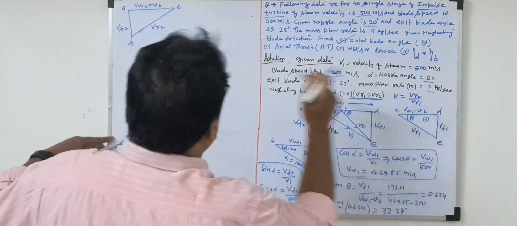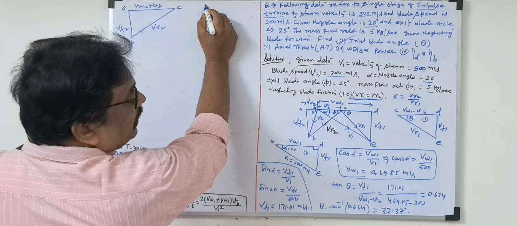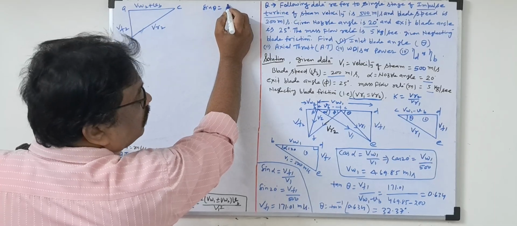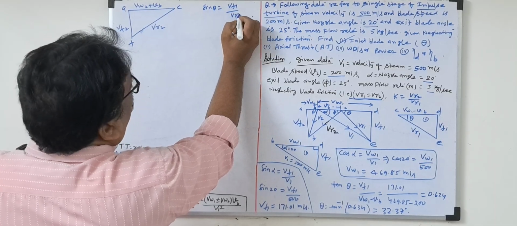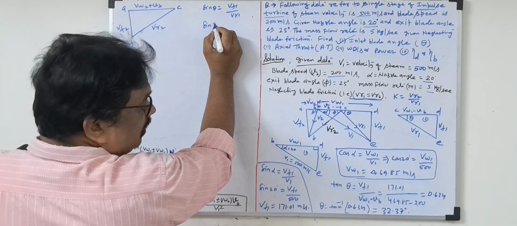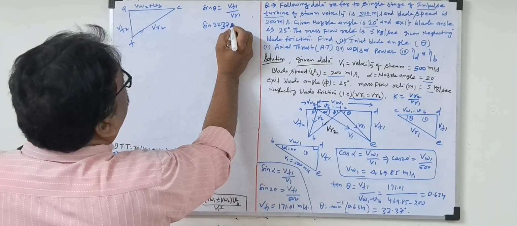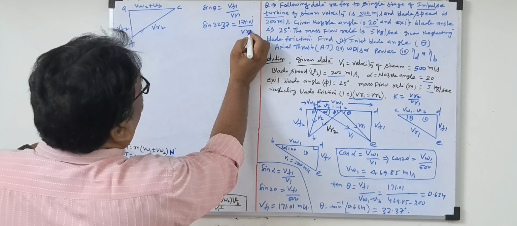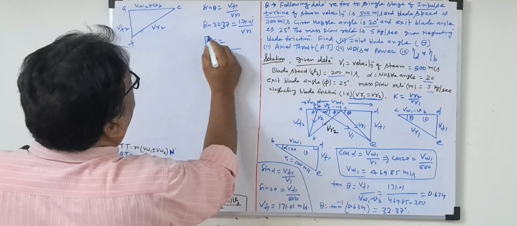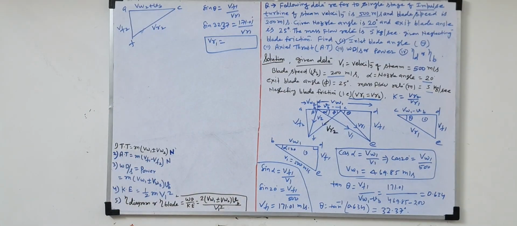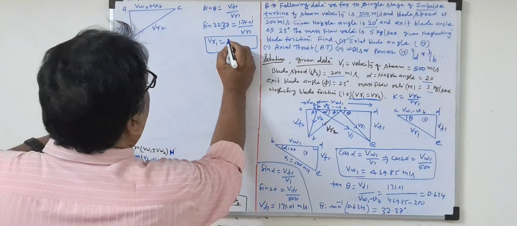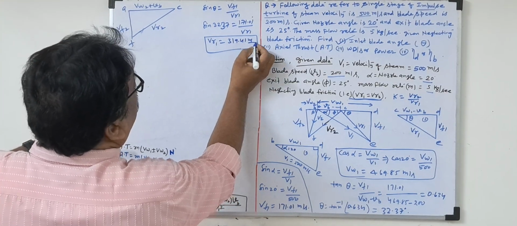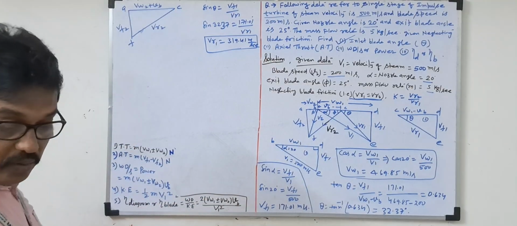So if we take the second triangle, sin theta is equal to P by H, VF1 by VR1. Theta we know. Sin 32.37 is equal to VF1, which is 171.01, divided by VR1. So VR1 we will get from here. How much VR1 did we get? VR1 we got 319.41 meter per second. So VR1 we know now.